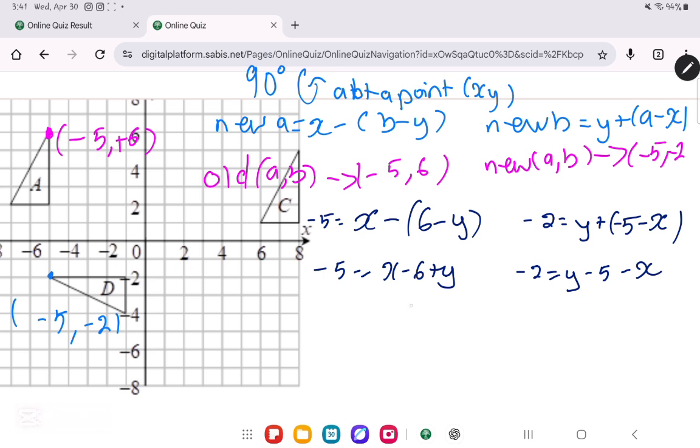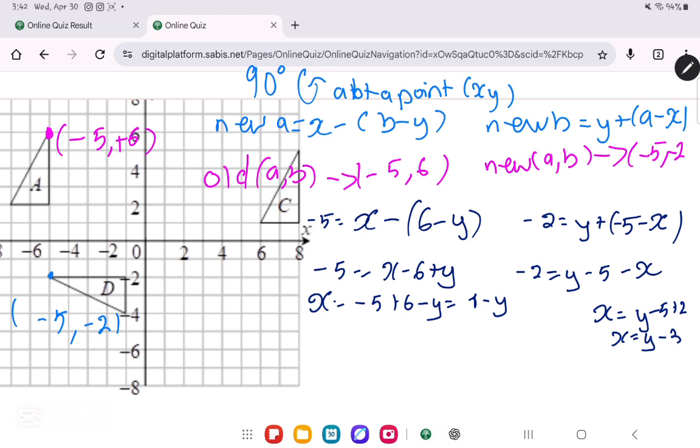And then here you need to solve both for x. So x is equal to this and x is equal to this. After solving this one over here, x is going to be equal to minus 5 plus 6 minus y, so it's going to be 1 minus y. And over here, x is going to be equal to y minus 5 plus 2, so x is equal to y minus 3.